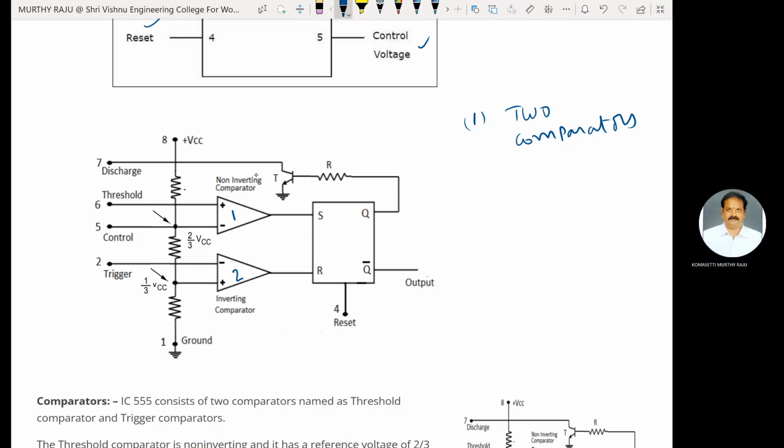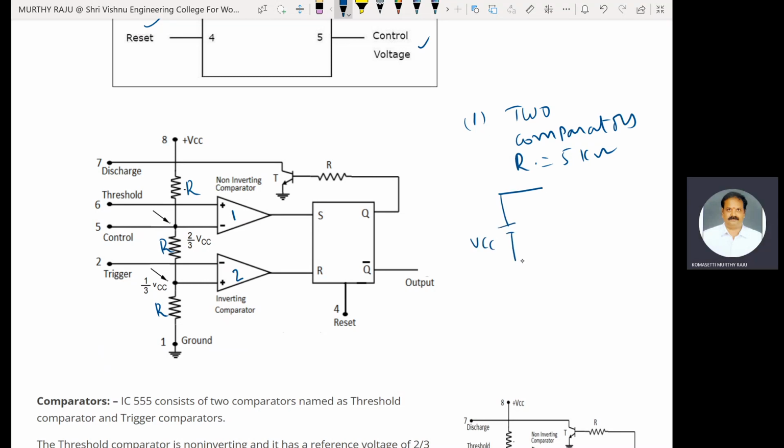Next one, voltage divider circuit. This is 3 equal resistances R, R and R. Generally, R value is 5 kilo ohms. VCC is applied to the voltage divider circuit. This one is R, this one is R and this one is R with respect to ground.